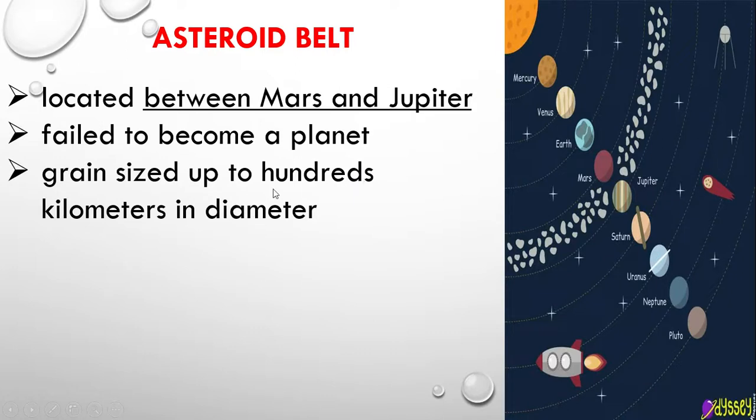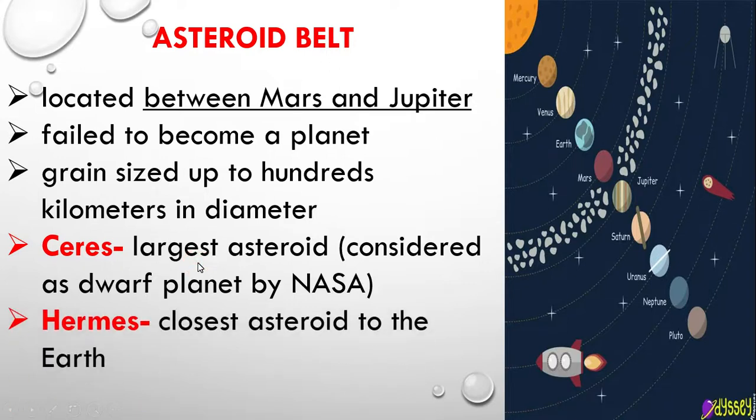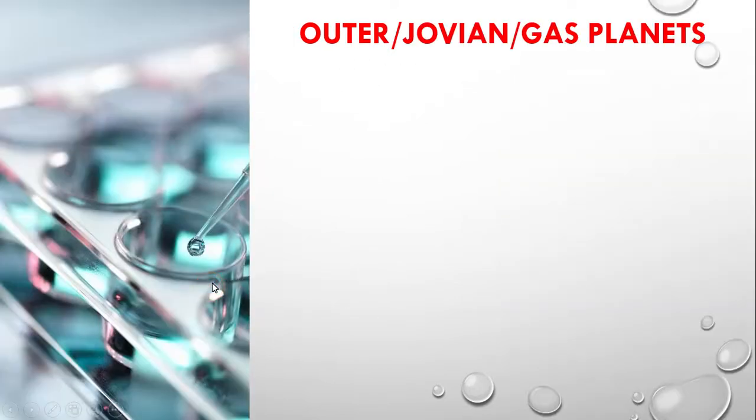Okay? So asteroids can have a grain size up to hundreds of kilometers in diameter. Okay? So the largest asteroid, which is considered by NASA as a dwarf planet, is si Ceres. Okay? And then the closest asteroid naman to the Earth is what we call Hermes. Okay? So we are done with the inner planets or the terrestrial planets.